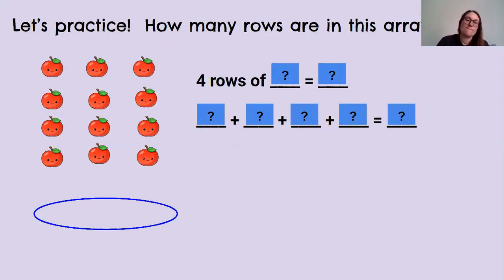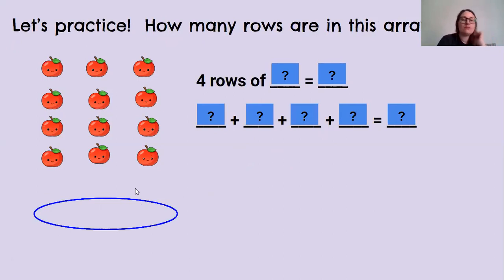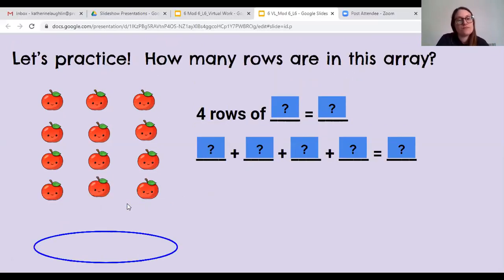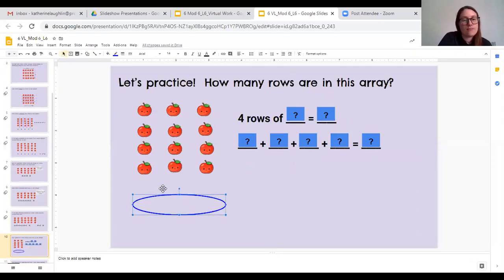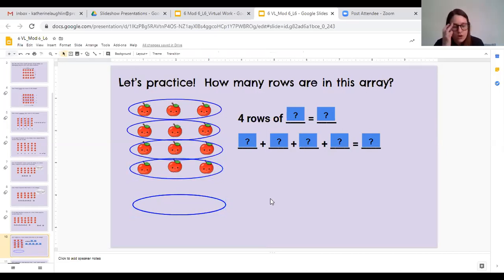Let's practice now. How many rows are in this array? Remember, rows are horizontal. If you said 4, you're correct. 1, 2, 3, 4. What I'm going to do is take these circles down here, and I am going to put them around each row. 1, 2, 3, and 4. So I have 4 rows.